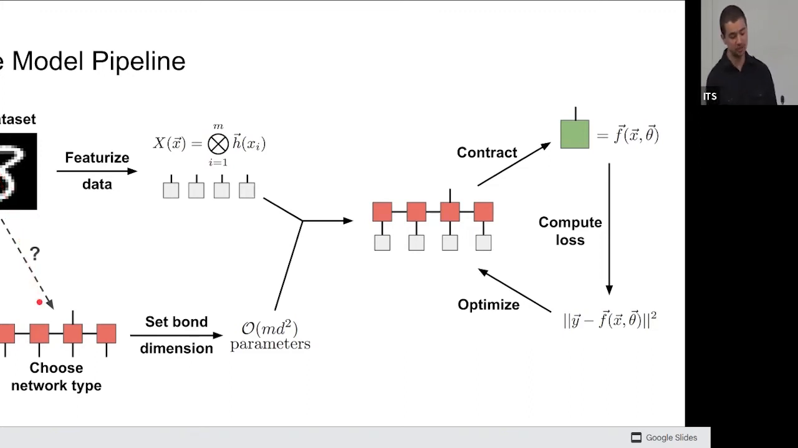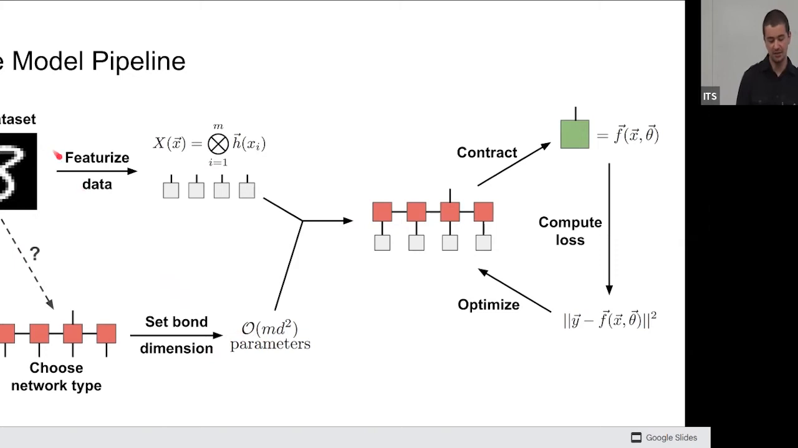For the most part, people choose networks based on ease of use. Is it easy to contract on my computer? Then we'll use that. It's not like the network you choose has been fine-tuned and tailored to your data set. There are no real rules thus far that have shown themselves to be effective for going from data set to network type. But once you choose a network type, the biggest hyperparameter you want to set is the bond dimension. That sets the number of parameters you have, and vaguely speaking determines how powerful your network is.